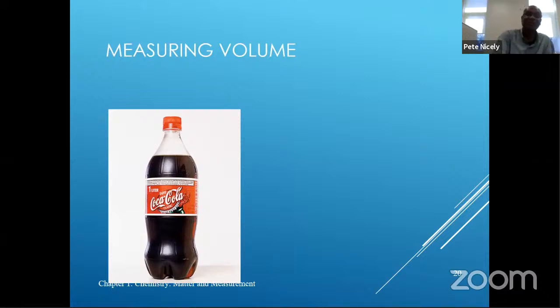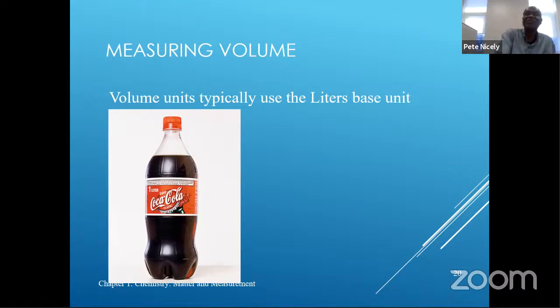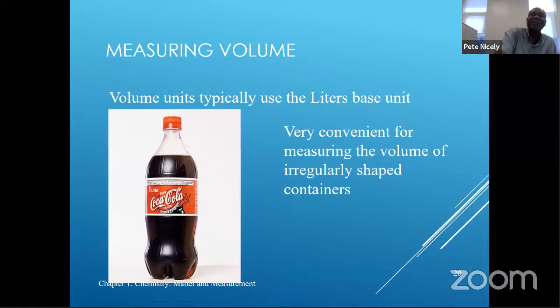Okay, so what I'm going to talk about here are the different types of measurements, right? And the first one we'll be looking at is volume. Now, volume, of course, is the amount of space occupied by an object. And the volume unit for the SI system would be the liter, which is the base unit. And this is very convenient, especially for measuring the volume of irregularly shaped containers.